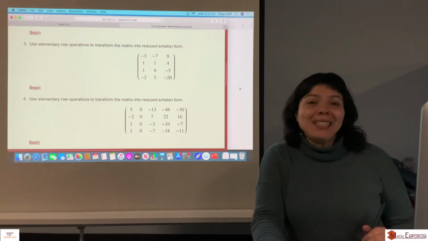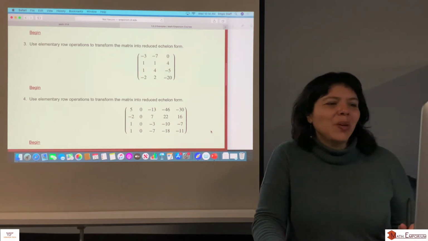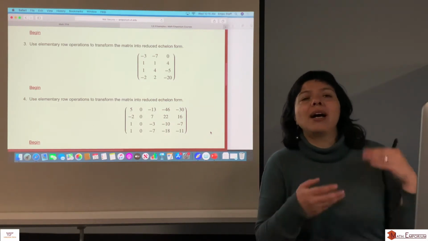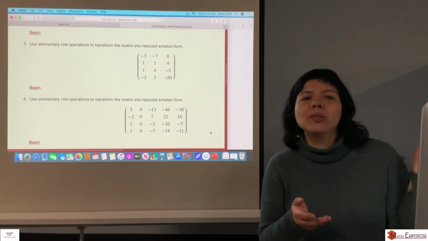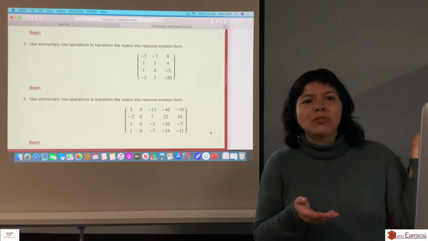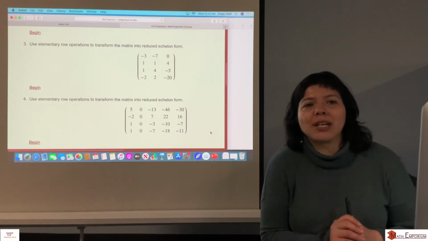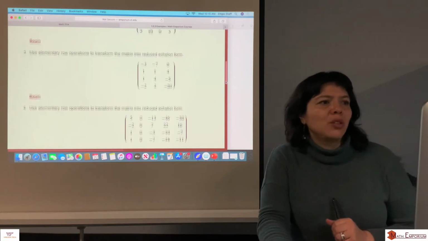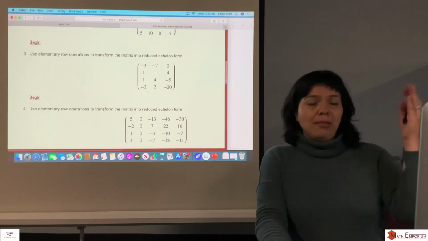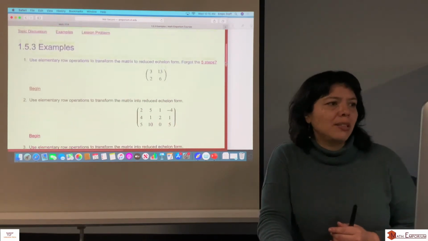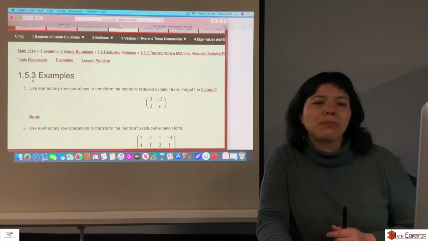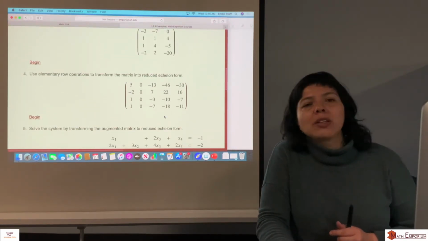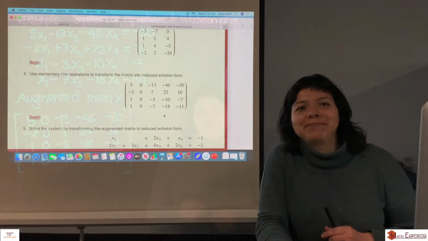Hello. In this video, I'm going to go over this example to illustrate how you can use the reduced echelon form to figure out the solutions for a system of equations. My explanations are going to be related to section 1.5.3 in your textbook, example 4. So we'll go to the board and I'll explain this.